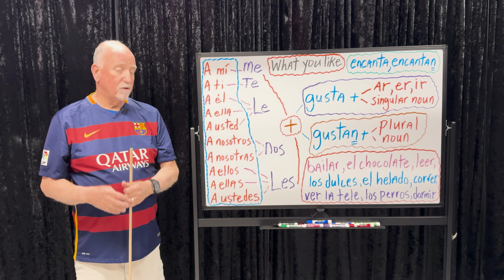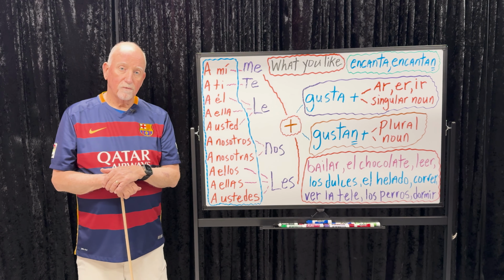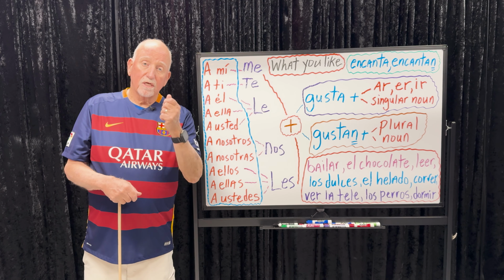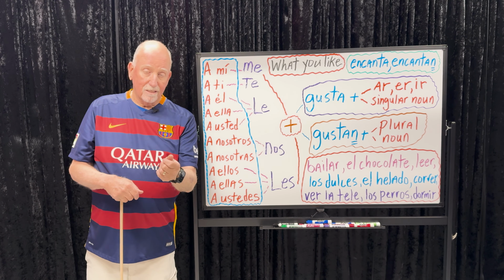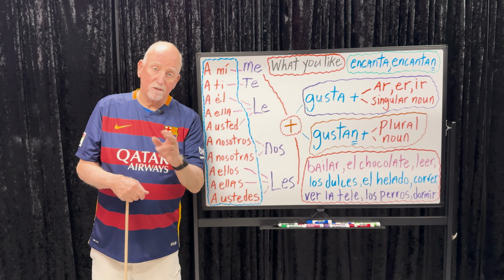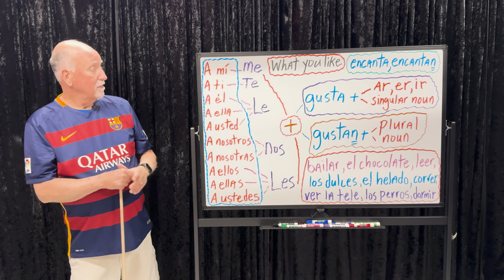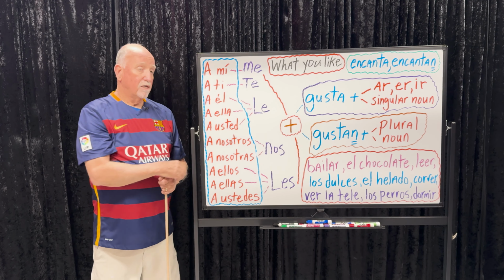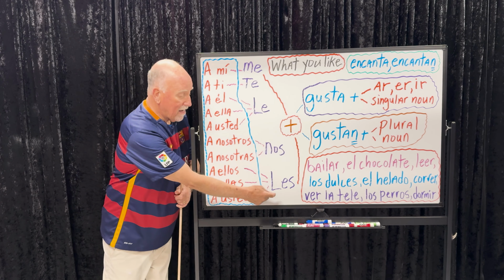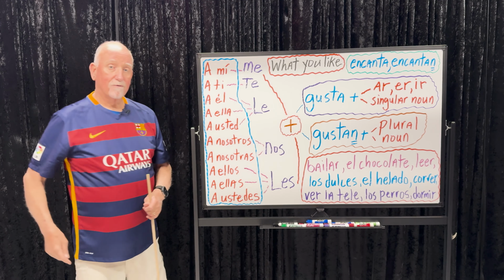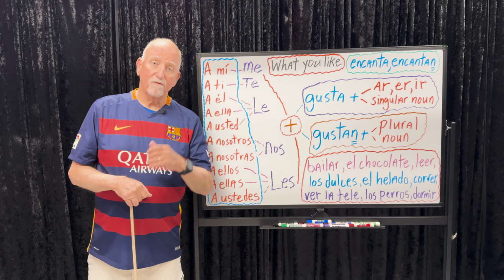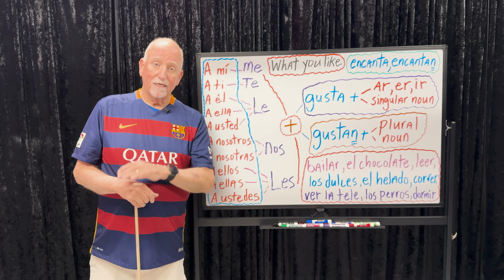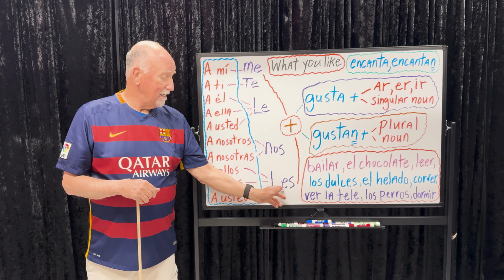Okay, here's another one. This is not true, but this is an example. Girls love cats. Los gatos. It's not girls I, it's not girls you, it's not girls she, it's not girls we, it's girls they. Les. Girls love cats. A las muchachas, a las chicas, les.